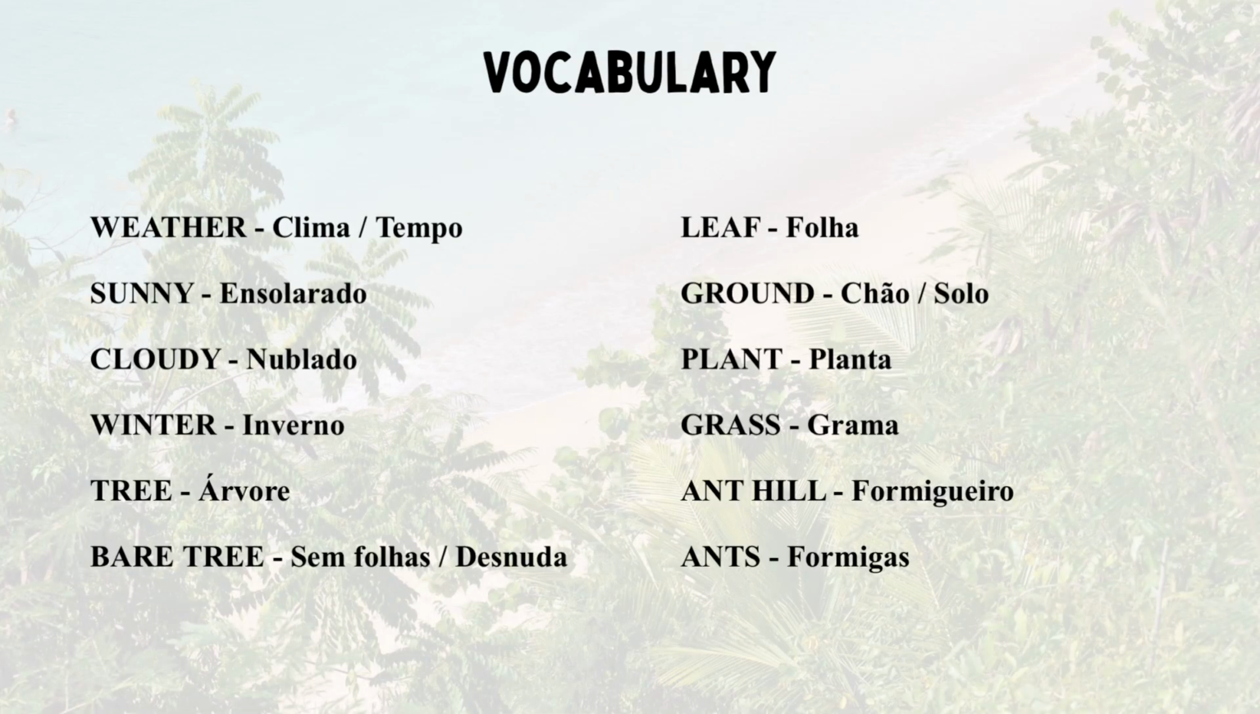So we have weather, clima, sunny, ensolarado, cloudy, nublado, winter, inverno, tree, árvore, bare tree, uma árvore sem folhas, leaf, folha, ground, o chão, geralmente em áreas externas. Em áreas internas a gente chamaria de floor.